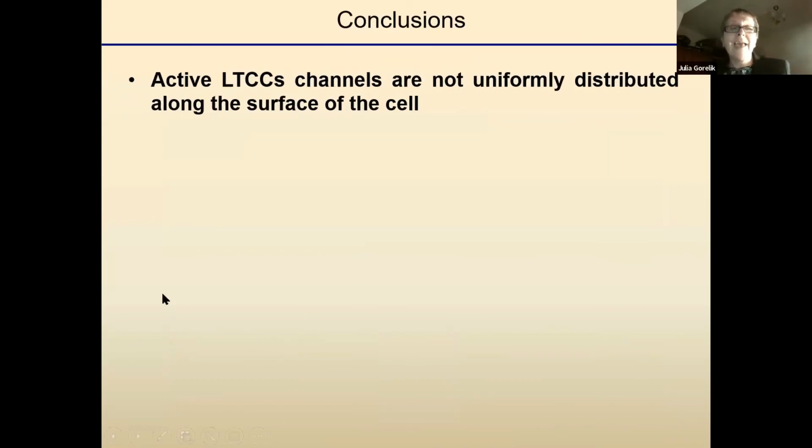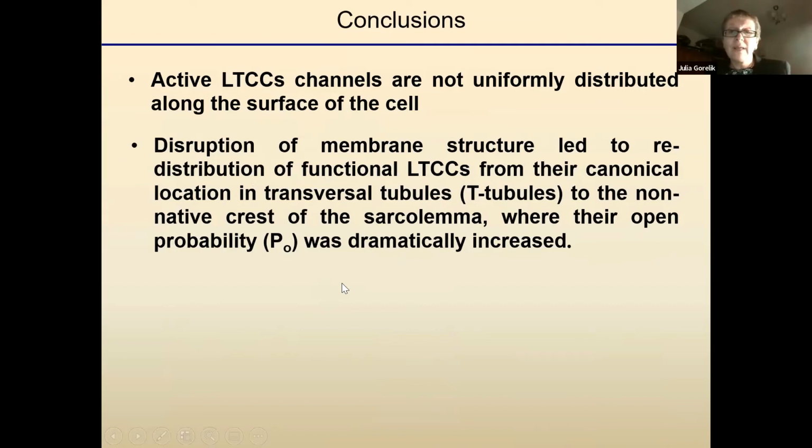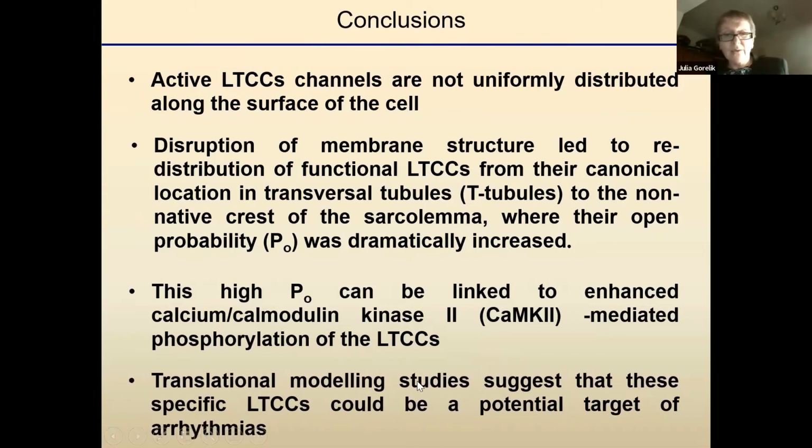So we conclude the active LTCC channels are not uniformly distributed along the surface of the cells, and disruption of membrane structure led to these channels which have a very high open probability. And very important, these high open probability channels can be linked to CAM kinase 2 phosphorylation of L-type calcium channels. And also translational modeling study suggests that this specific LTCC could be a potential target of arrhythmia.